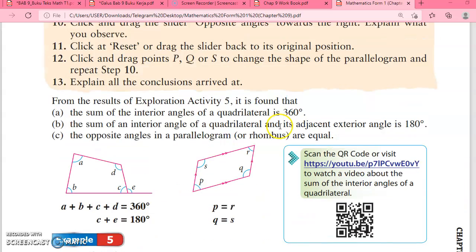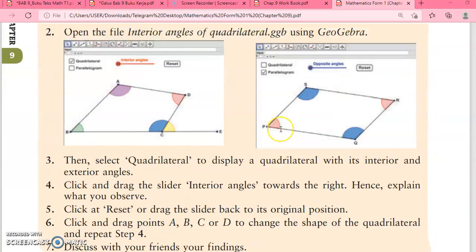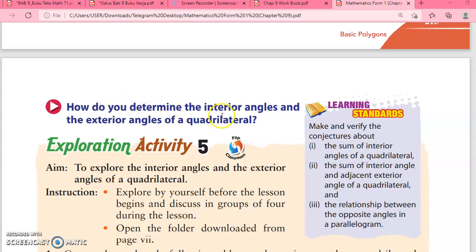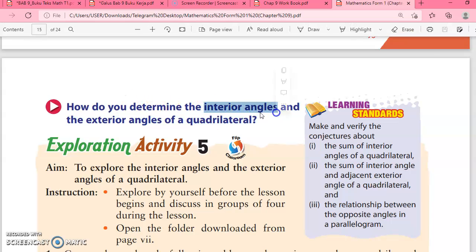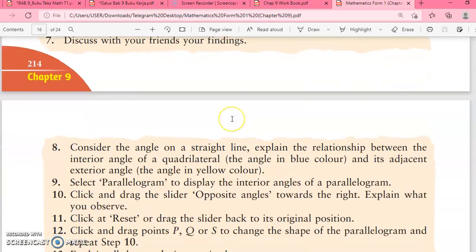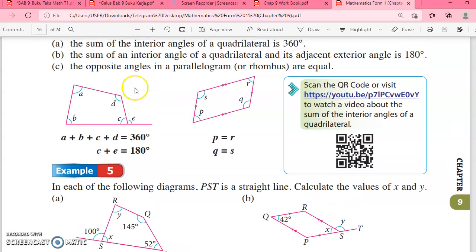Hello everyone. Today teacher wants to tell you how to determine the interior angle and the exterior angle of a quadrilateral. So we look at this quadrilateral. You know that the interior angles A, B, C, D will become 360.